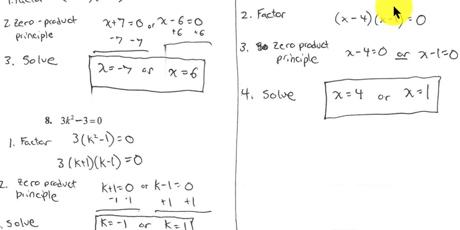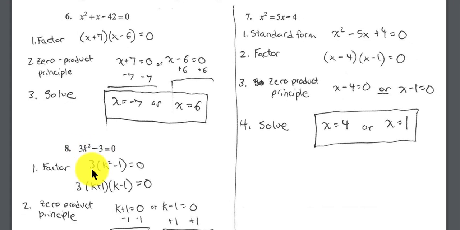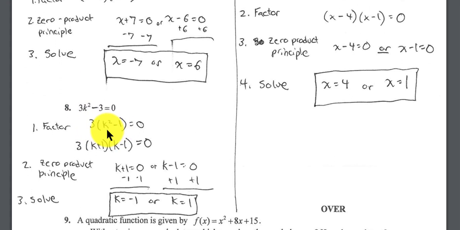So I'll leave that up for a moment. Okay. So 6 is good. 7, we had to do a little bit of work. Notice how this is trinomial equals 0. Here we don't have a trinomial yet. So if I bring the 5x over and the negative 4 over, it's going to be equal to 0 on the right side, and then we can begin. Number 3. I first factor out a 3, and then we're left with that difference of two squares to get k minus 1, k plus 1.